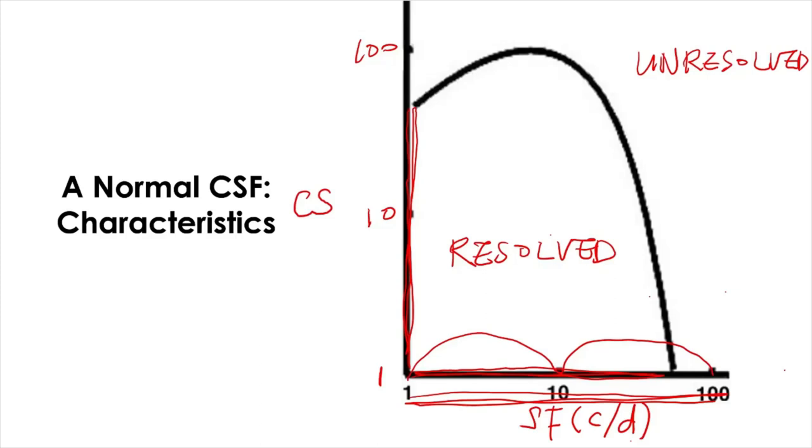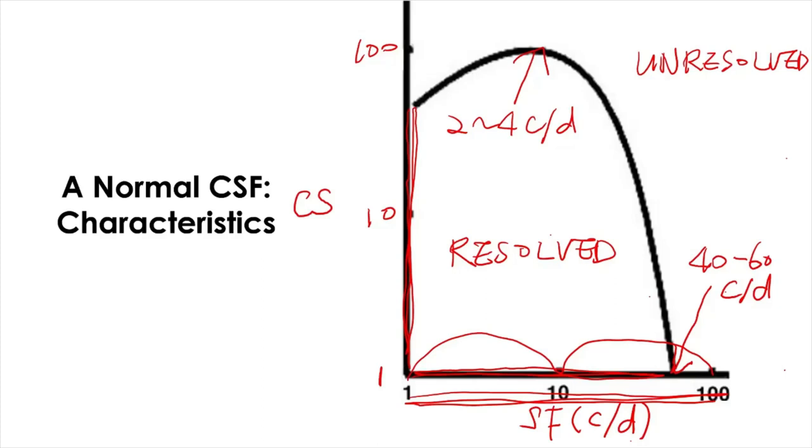The contrast sensitivity function of a normal observer peaks between 2 and 4 cycles per degree. So that's the peak sensitivity. And then from this, the contrast sensitivity quickly drops off to no sensitivity at about 40 to 60 cycles per degree. So this is known as the high spatial cutoff frequency of human vision, which is basically the spatial resolution limit. And this is the finest detail we can resolve with 100% contrast.